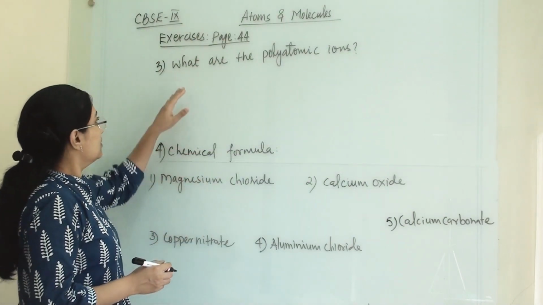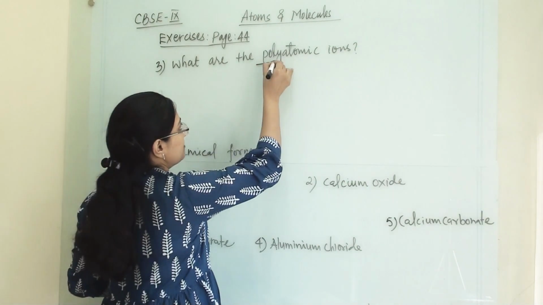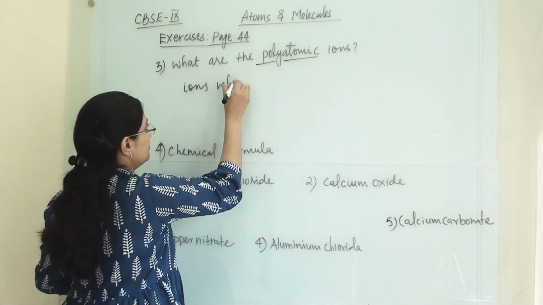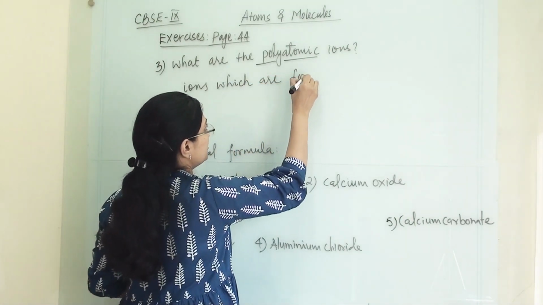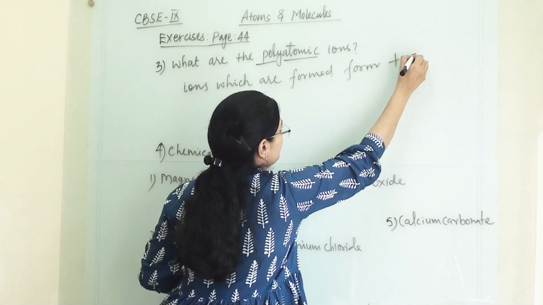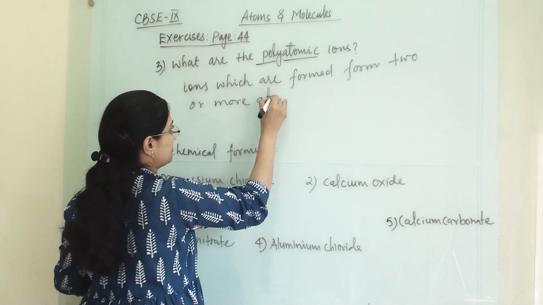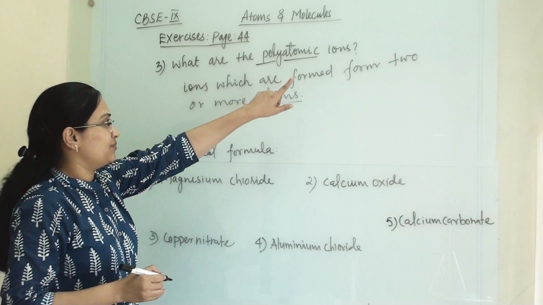Third question, what are polyatomic ions? The name itself suggests polyatomic. So ions which are formed from 2 or more atoms are known as polyatomic ions.